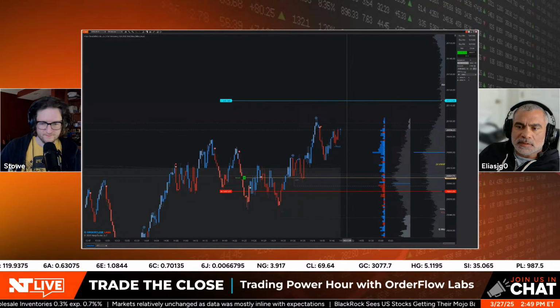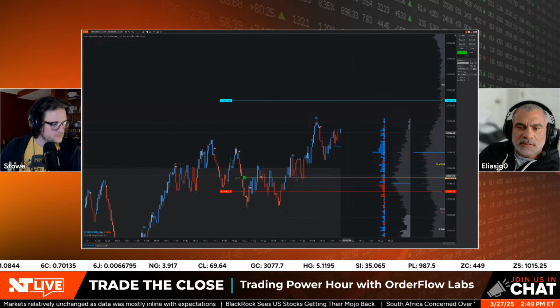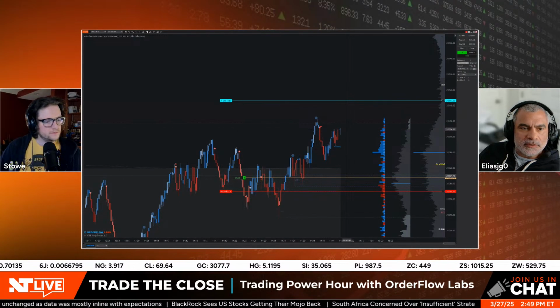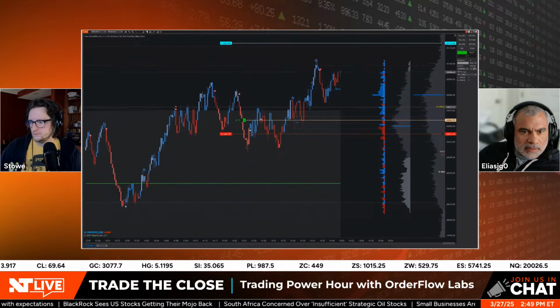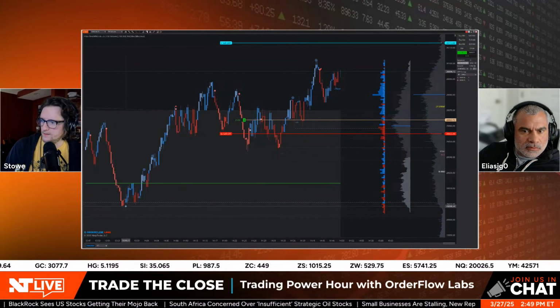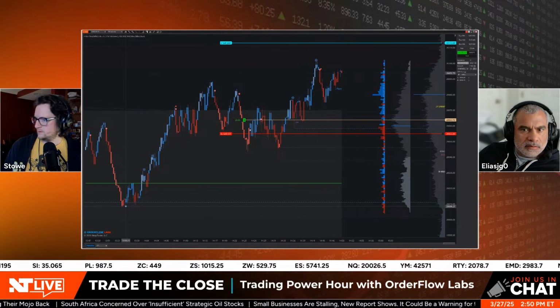Exactly. What is the current delta profile anchored from? This is a 60-point rotation. So let's see, I guess it's anchored from this swing low down here at 20,008.